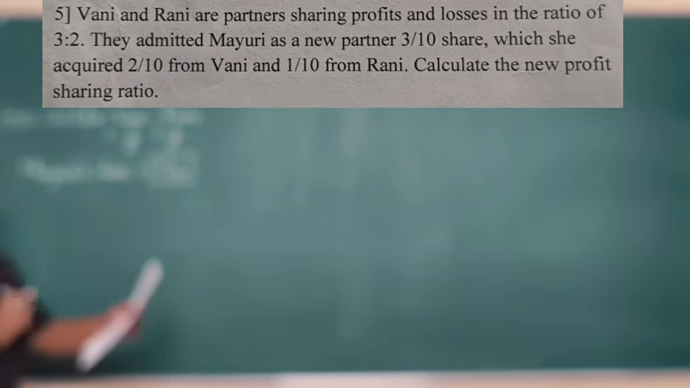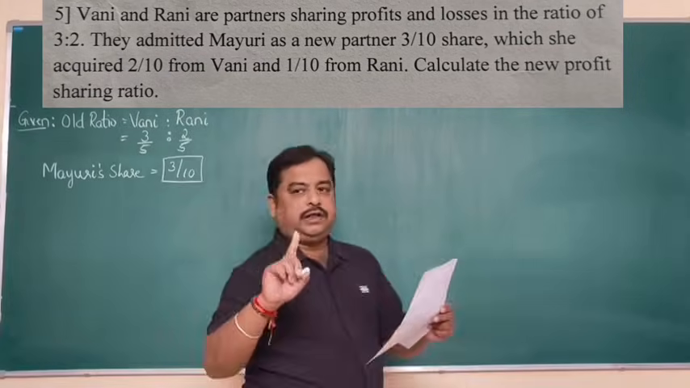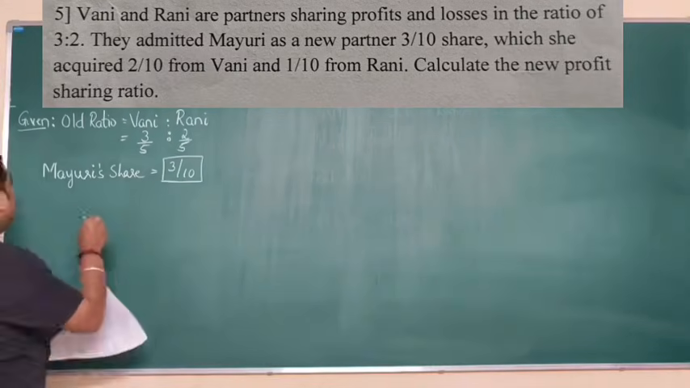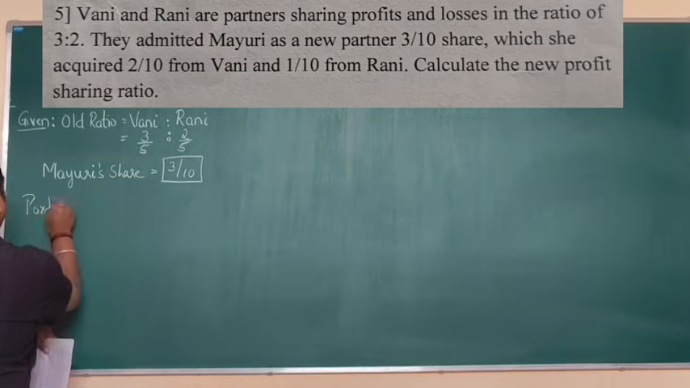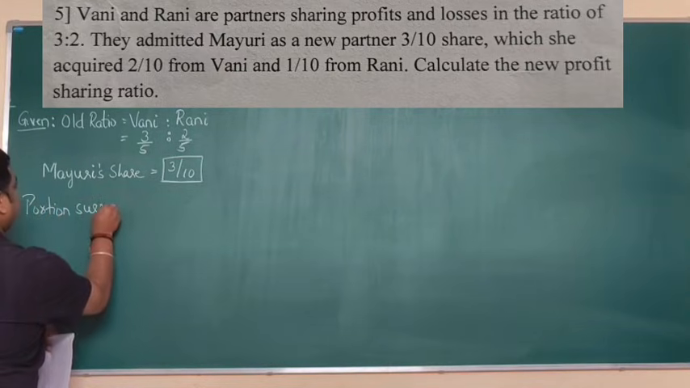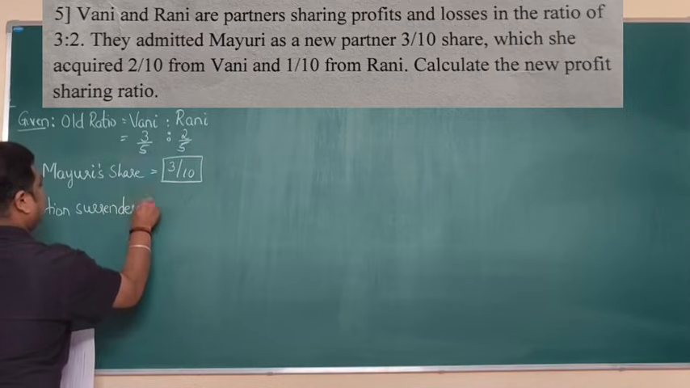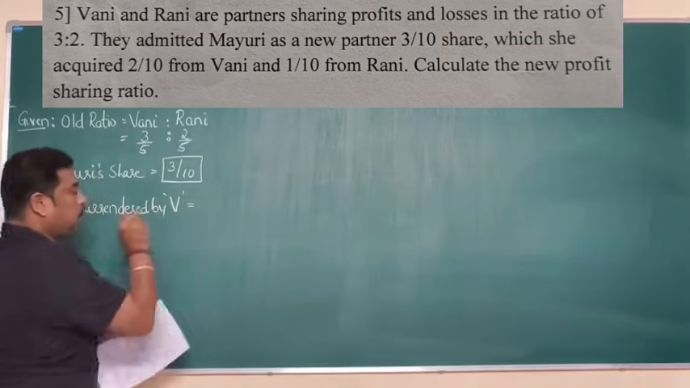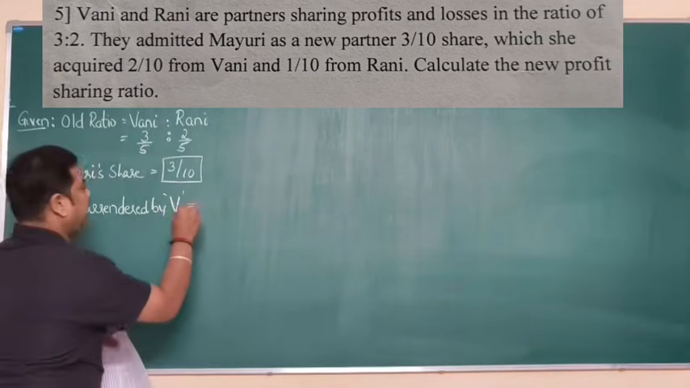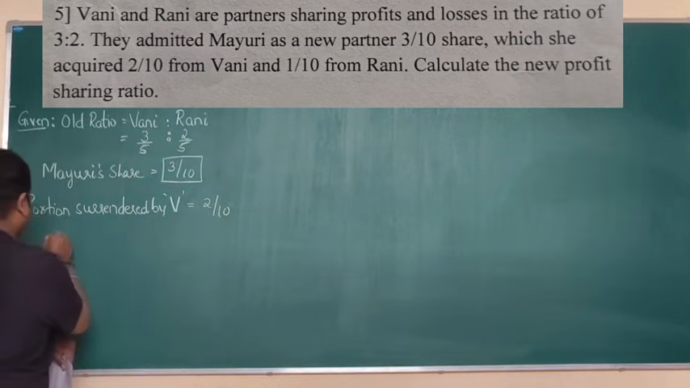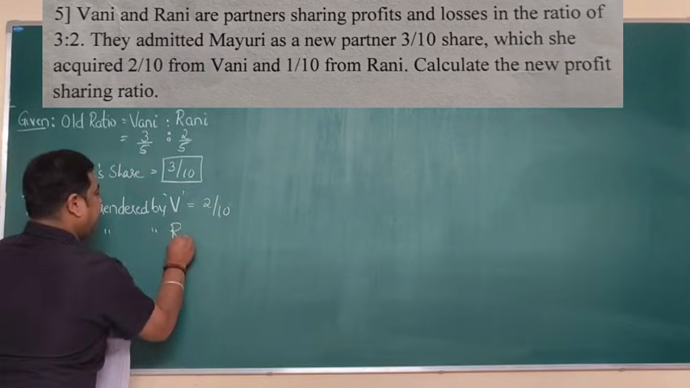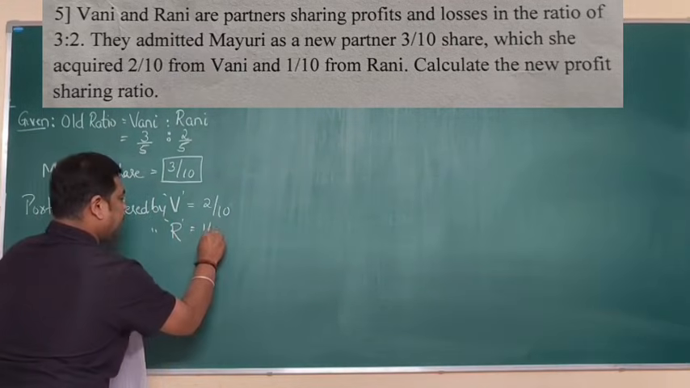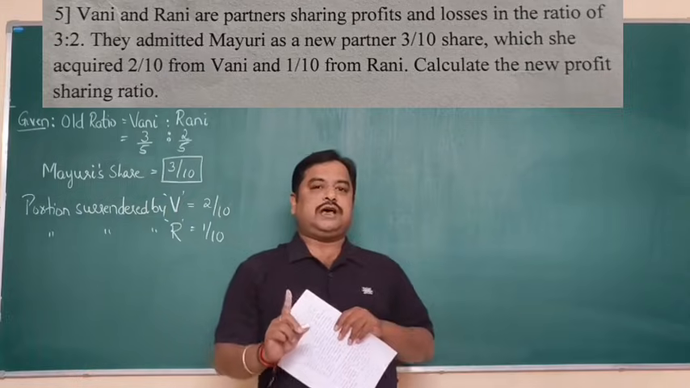Mayuri's share is given, 3 by 10. Who gives Mayuri? Actually the old partners. It is given there, which she acquired 2 by 10. So portion surrendered by Vani, I'll just write V, is equal to 2 by 10, and portion surrendered by Rani, how much is it? 1 by 10.